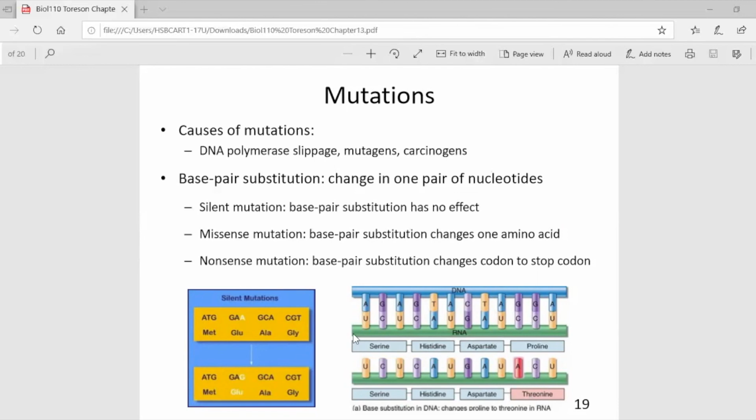The last possibility is a nonsense mutation. In a nonsense mutation, the base pair substitution changes a codon that was specifying a particular amino acid into a codon that indicates stop. So in this figure here, if this mutation, instead of changing from proline, changed to a stop codon, we would get a shortened or truncated protein that would likely not have its correct function in the cell.